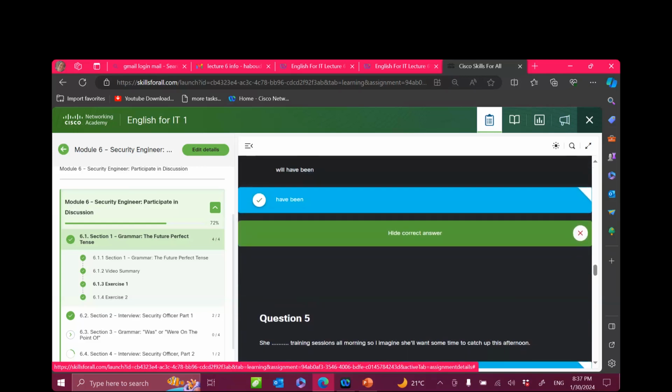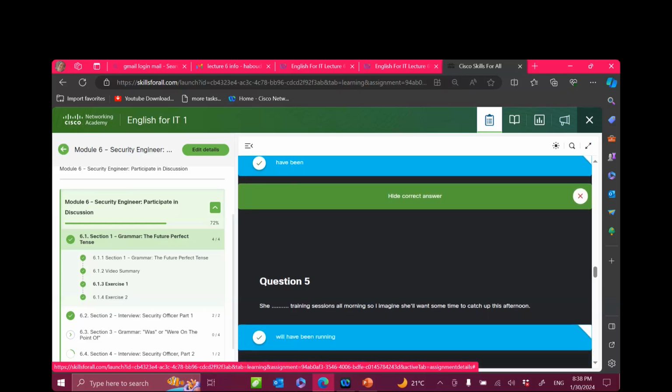Good. Question number 5. She training sessions all morning. So I imagine she will want some time to catch up this afternoon. What do you think? Why will have been running? Because I have something that refers to continuity, all morning. So she will have been running training sessions all morning. So it refers to continuity.